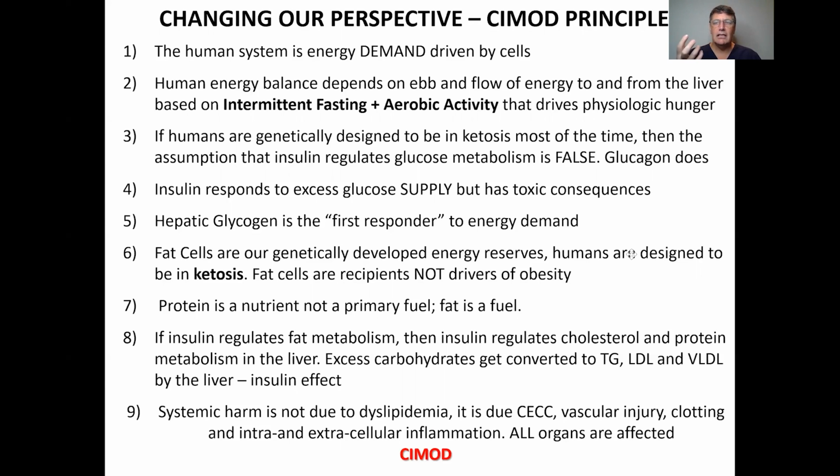Now, if insulin regulates fat and cholesterol metabolism and protein synthesis, then insulin regulates, as we said, all of the metabolism of the liver. Excess carbohydrates get converted to triglycerides, LDL and VLDL as transport molecules, and that's an insulin effect, trying to cope with chronic excessive carbohydrate consumption. So don't blame the lipids for disease that's caused by sugar. Lipids are innocent in this process.